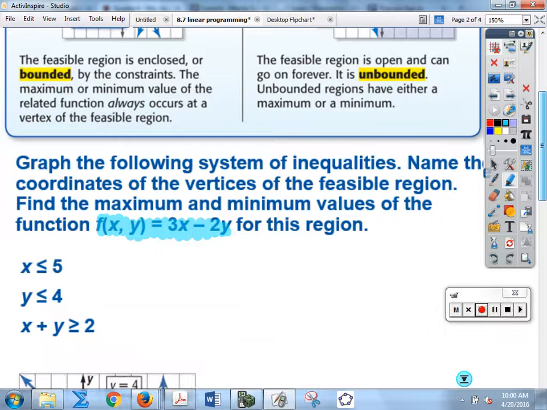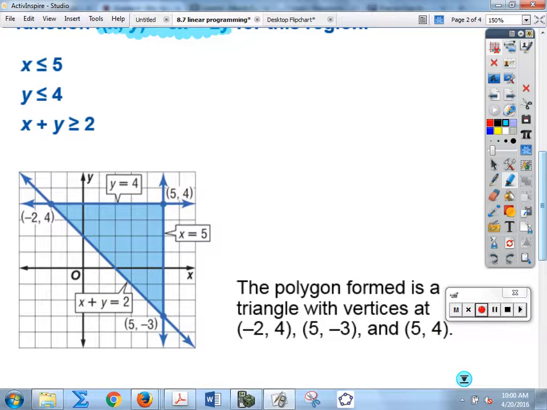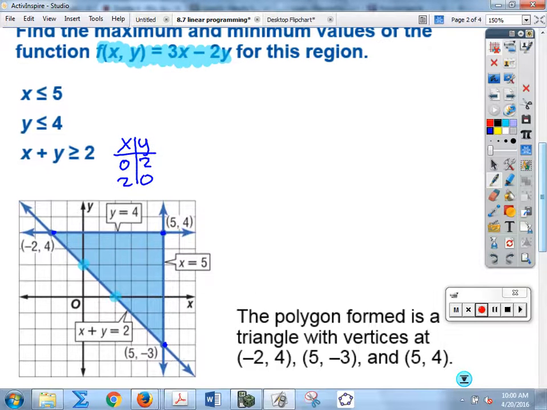So your graph should look like this, right? Y equals 4. Here's this one. Remember we did y-intercept of 2, x-intercept of 2, draw a line, if we wanted to do it that way. And then the vertices. So you're looking at these three vertices right here. And you have this function right here that you're trying to find the max and min on.